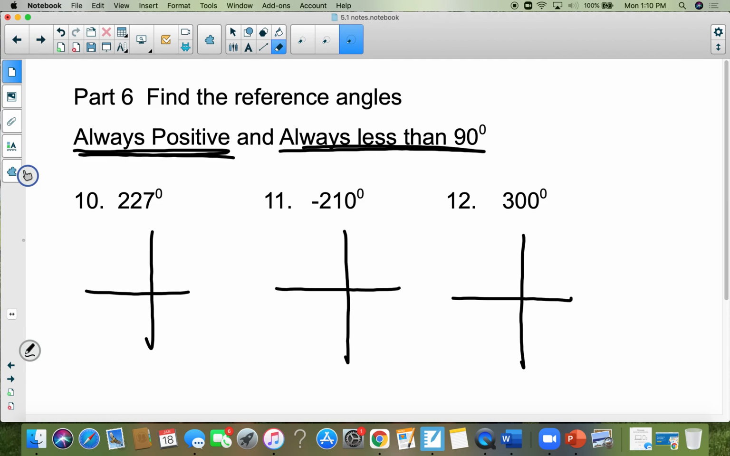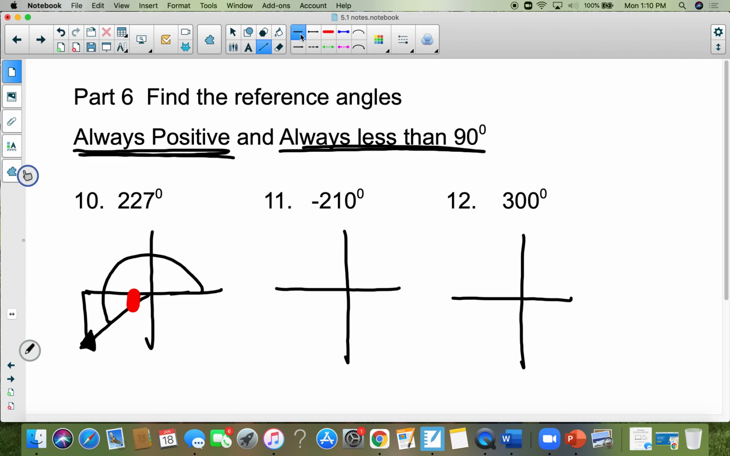227. You're going to graph where you think 227 is. 227 is past the 180 marker, about right here. Okay. Now what you're going to do is you're going to take this arrow and you're always going to bring it up to the x-axis so it makes a triangle. This angle in here is called the reference angle.